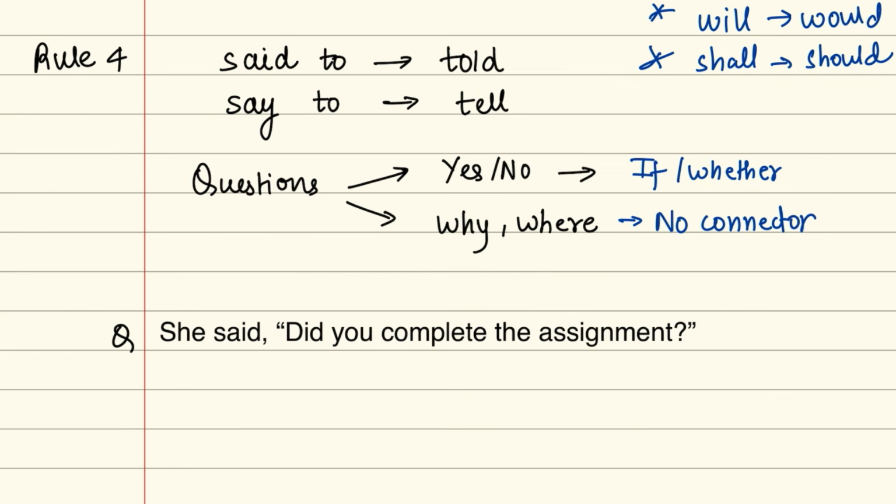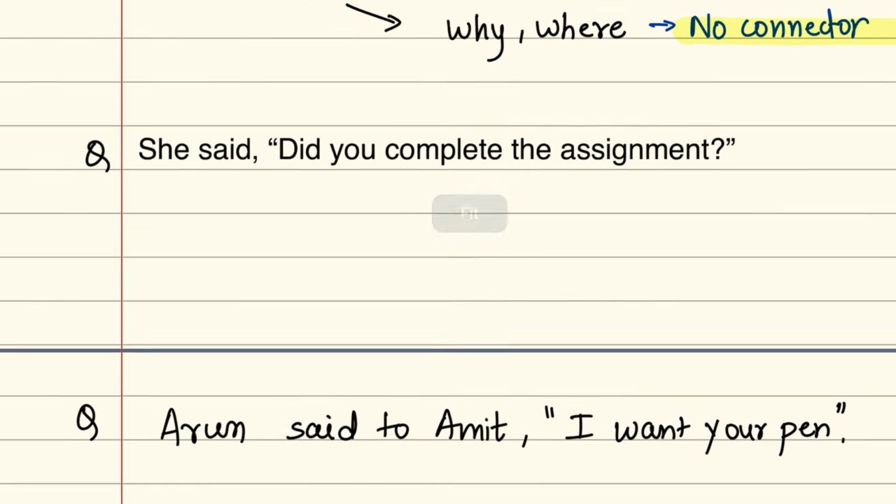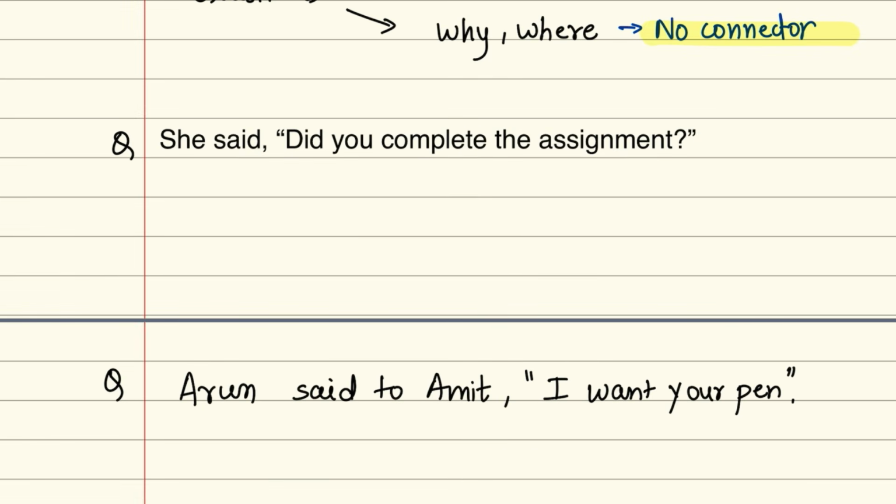Now, rule number 4. See, said to becomes told, say to becomes tell. And if there is an interrogative question, then if the answer to it is yes or no, we'll be using if or whether. I'll just tell you how to use it. And if there is no such answer, like it is based on why, where, or any WH, then we will not be using any connector like whether and if in this case. So let's do an example and you'll be pretty clear with this thing.